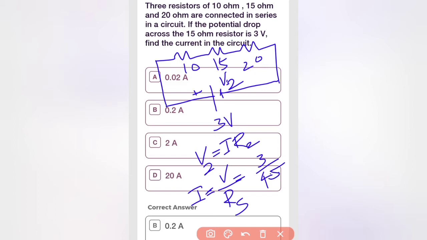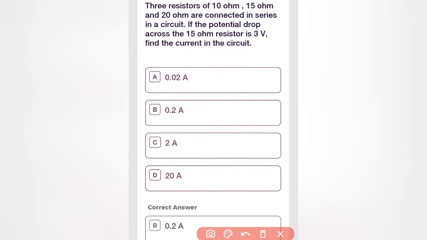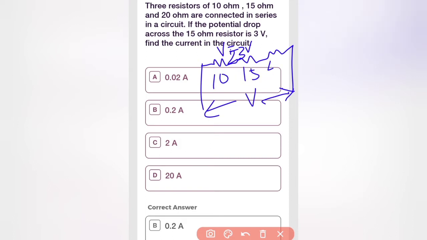And the potential difference across the 15 ohm is given as 3 volt. Not the total voltage is given. Total voltage is not given as 3 volt. So this is wrong. The potential difference, 3 resistors are there, and this is the source voltage. So here across this, V2 is given. V2 is 3 volt. So this is 10, this is 15, this is 20 ohm. Correct.